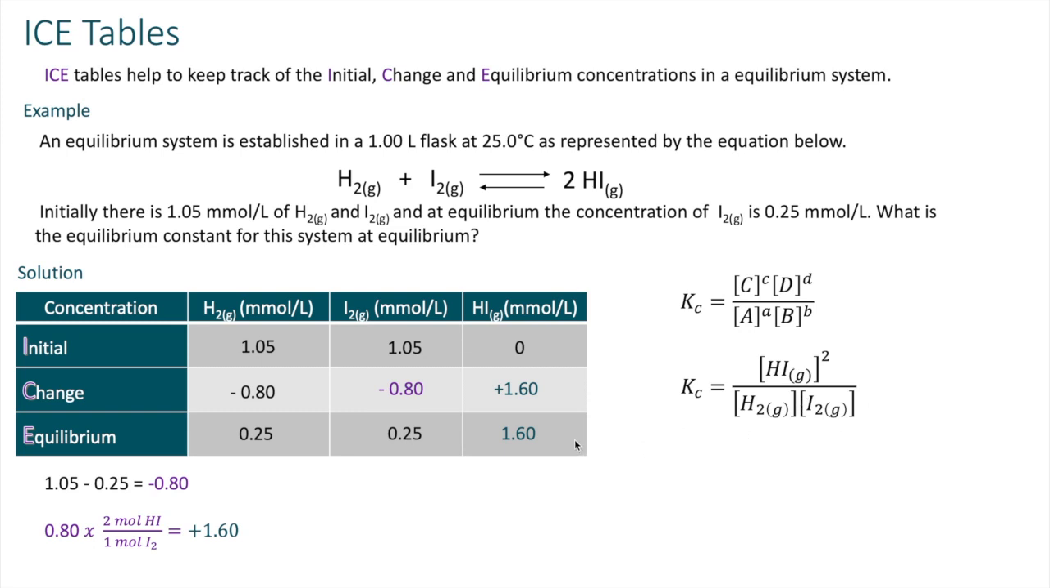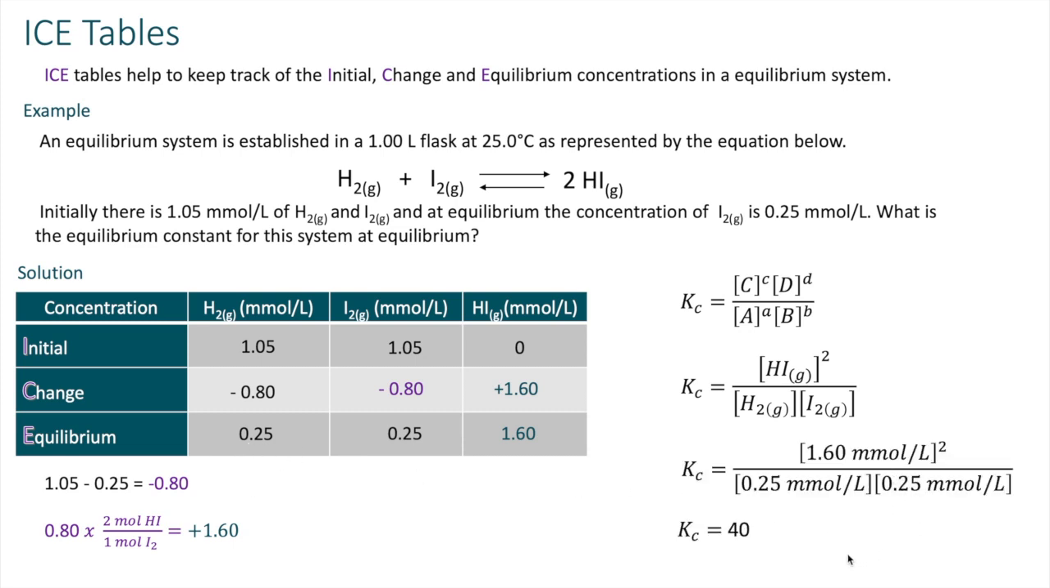Then what we do is we use our ICE table and substitute our values for the equilibrium concentrations into this formula, and we can figure out what the equilibrium constant is. We see that right here, this value is 40. It's much above 10, so we see that this is a quantitative reaction in this case, and that we're mostly going to be producing products.